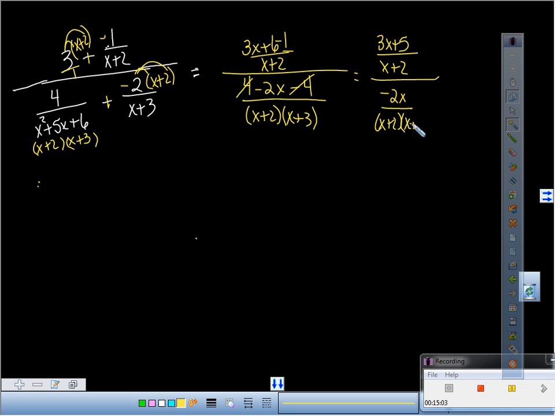Can I flip it now? Yes. So now I'm going to flip it. The x plus 2 and x plus 3 goes on the top, and the negative 2x goes on the bottom. Do you see anything that cancels?